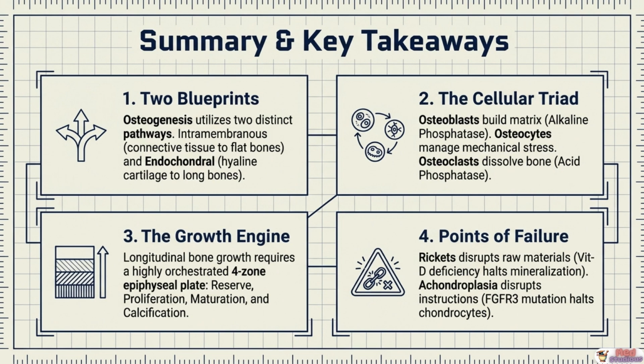Framework 2, the cellular triad. 3 cell types govern all of bone biology. Osteoblasts build. They secrete type 1 collagen osteoid and express alkaline phosphatase to mineralize it. Osteocytes manage. They sense mechanical loading from within their lacunae and orchestrate adaptive remodeling responses. Osteoclasts demolish. They use acid phosphatase and hydrogen ions to dissolve mineralized matrix, liberating calcium for systemic use. The balance between osteoblast and osteoclast activity determines whether bone mass is gained, maintained, or lost.